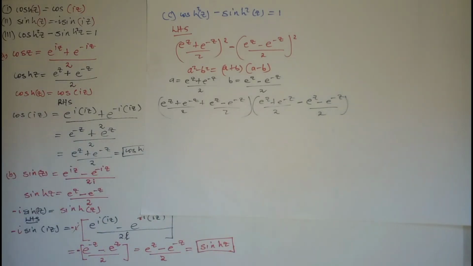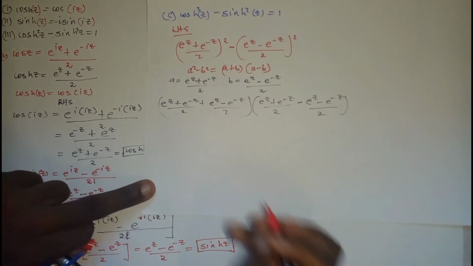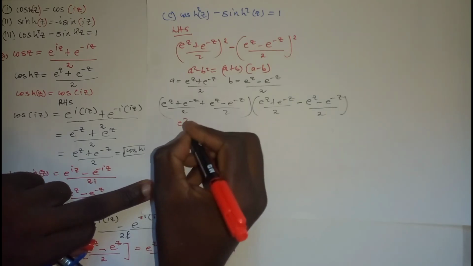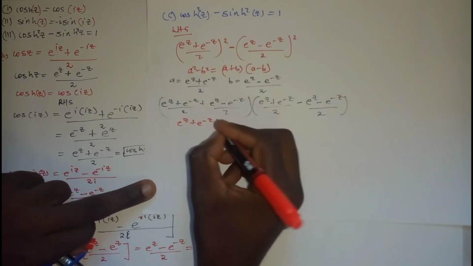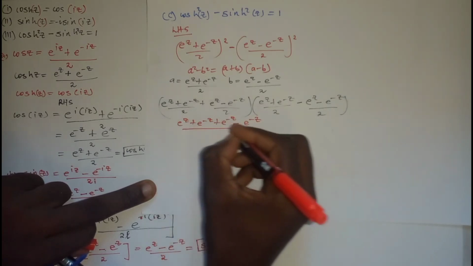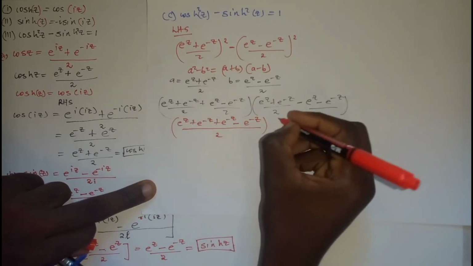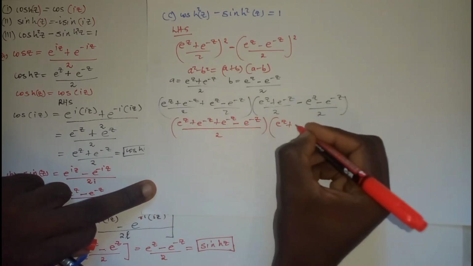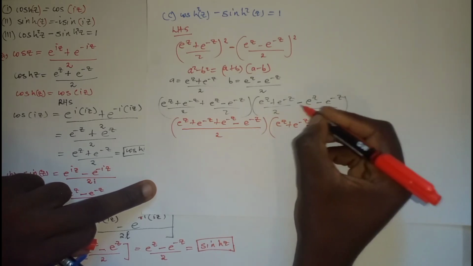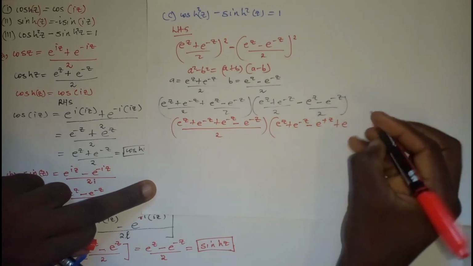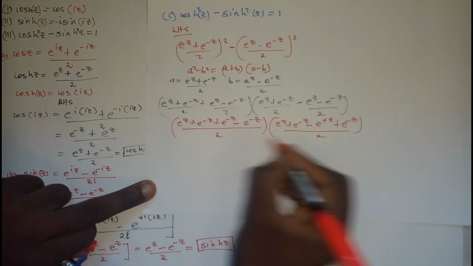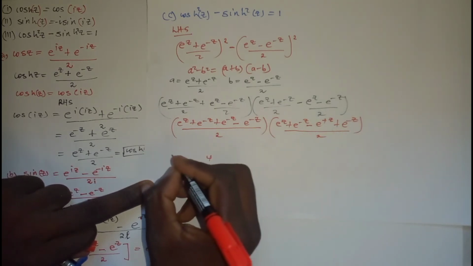Okay, and now it's time we expand. Since these two have common denominators, you can just add the numerators. It's e to the power z plus e to the power negative z plus e to the power z minus e to the power negative z, divided by 2 right here. And for this one, it's e to the power z plus e to the power negative z minus e to the power z. It's going to be positive. Minus and minus is going to be plus e to the power negative z, divided by 2. Okay, 2 times 2, going to have 4 here on the denominator.